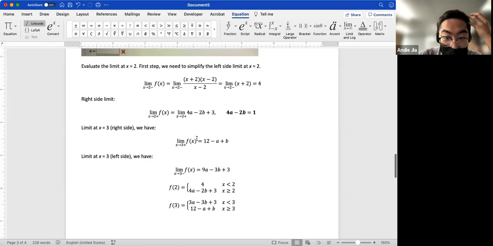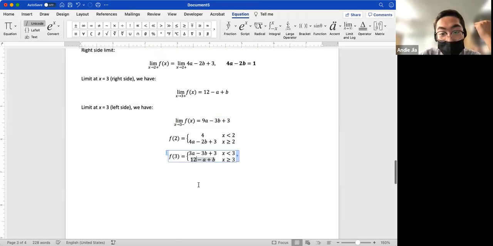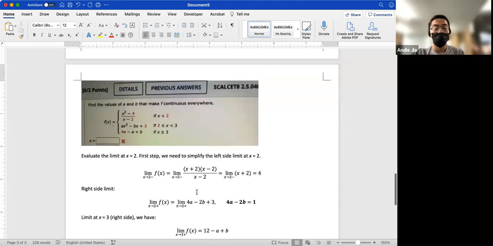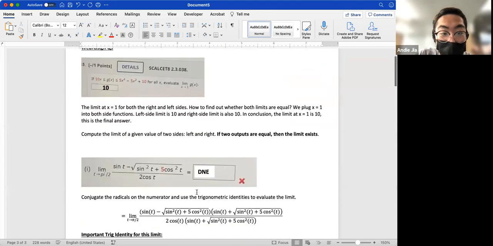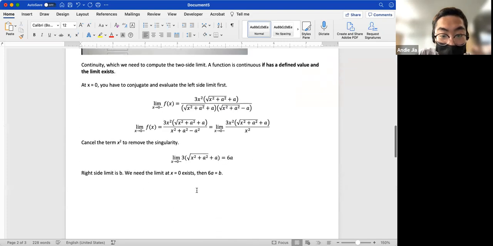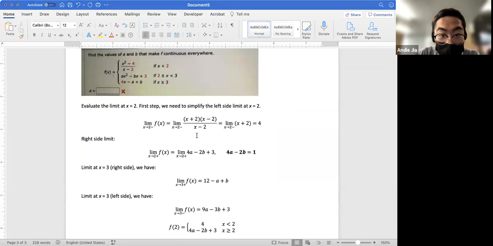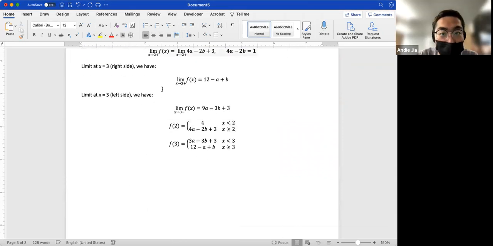You can just evaluate the limits and set them equal. This is what I thought and I think I can do. This is continuity stuff. Let me just reiterate.